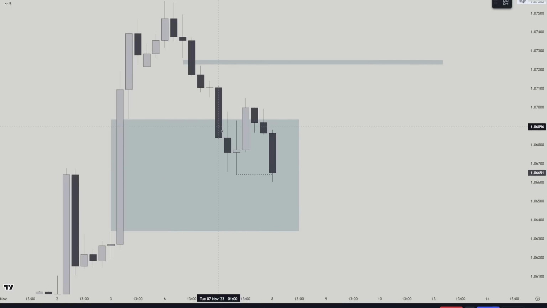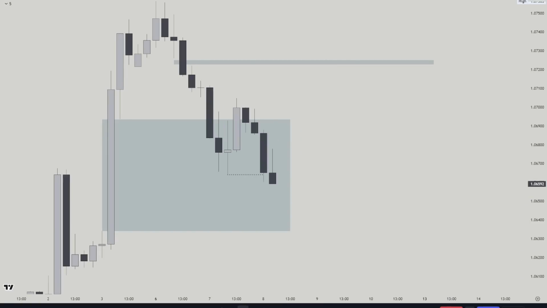So anyone who actually entered on this reversal or this 4-hour change of state delivery, then price started reversing lower, sweeping that low, where there's a lot of stop losses here. Now let's see what happened after.